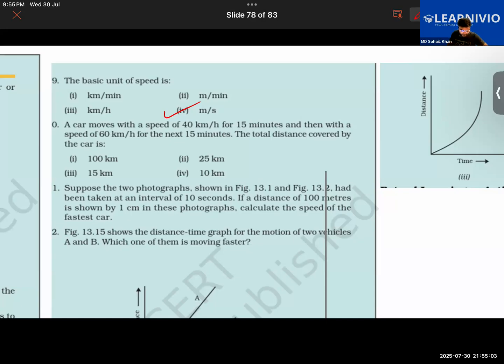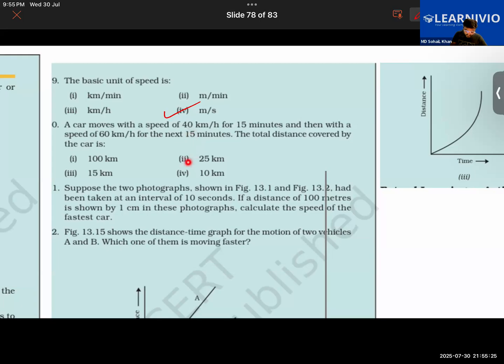You just have to add both of the distances. 25 kilometers? 100 kilometers? Hold on. It's not going to be 100 kilometers, because what you guys have been doing now is simply adding the speed.